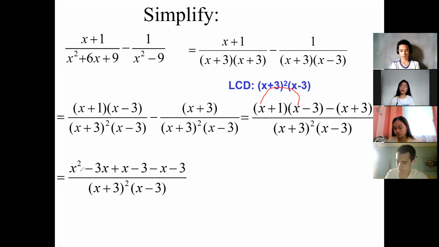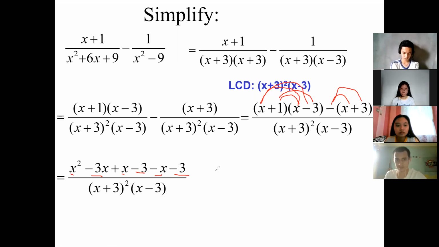X times x, x squared. X times negative 3, negative 3x. 1 times x is 1x or x. 1 times negative 3 is negative 3. Negative 1 times x is negative x. Negative 1 times 3 is negative 3. Get it? Just have to perform the indicated operation as I mentioned in the previous text.